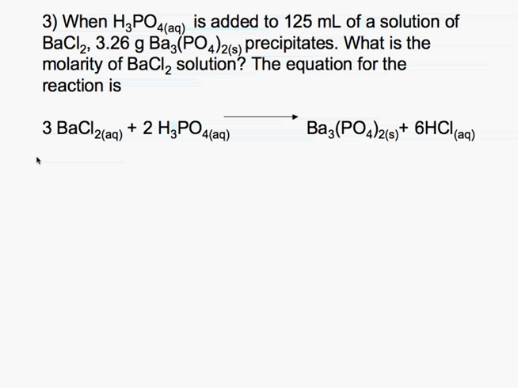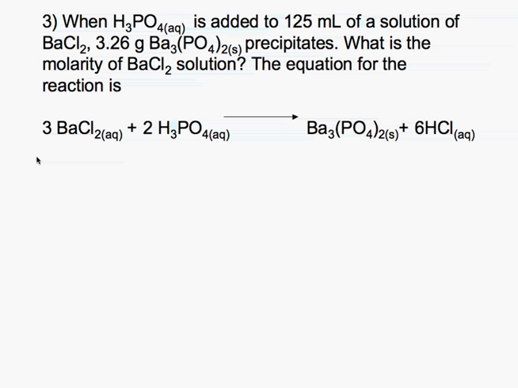Next problem we're going to look at is a precipitation reaction. When phosphoric acid is added to 125 milliliters of barium chloride, 3.26 grams of barium phosphate precipitates. What is the molarity of barium chloride solution?